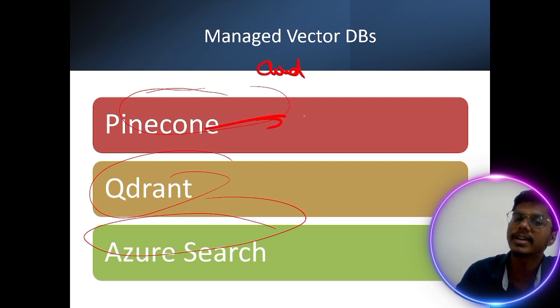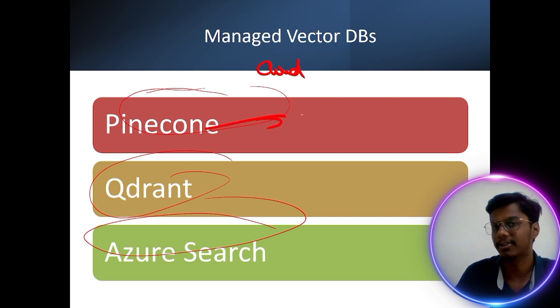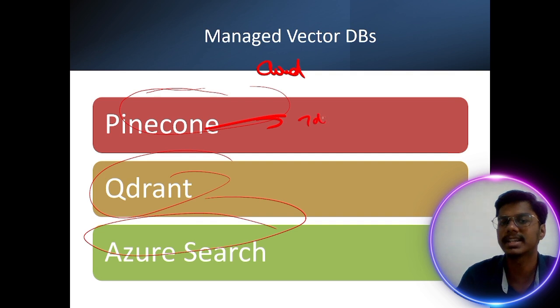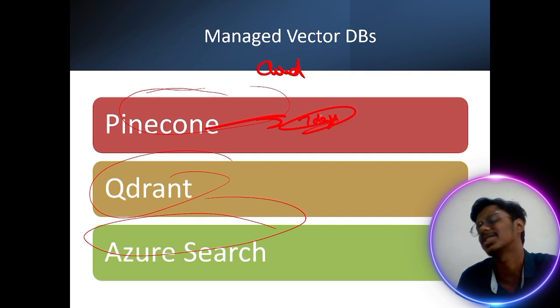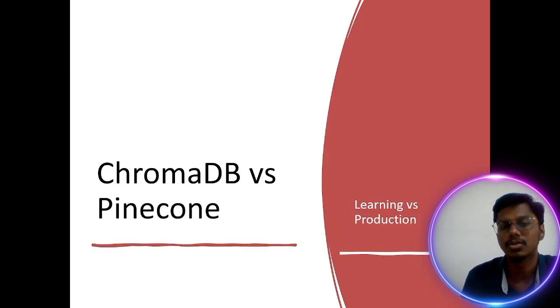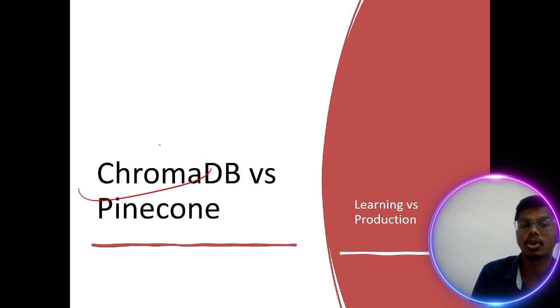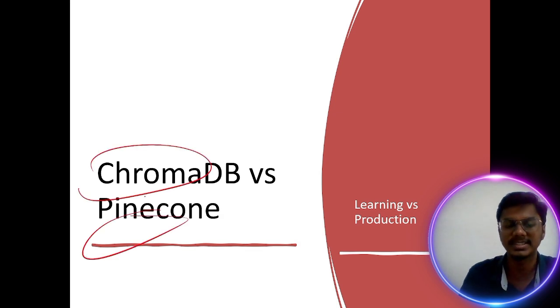For Pinecone, on the free version we are going to store one set of data, and I think after 7 days the vectors will also be deleted. So the expiry period is 7 days only, right? That's what I'm coming to. We are going to discuss ChromaDB and Pinecone. So now let's dive into it.